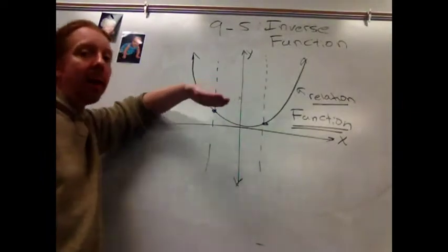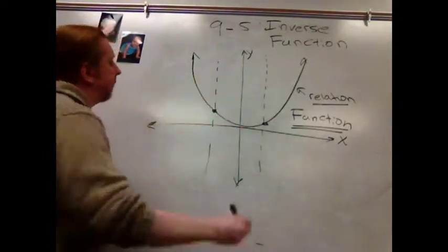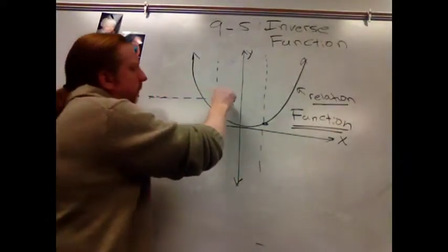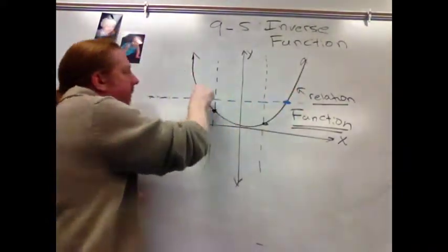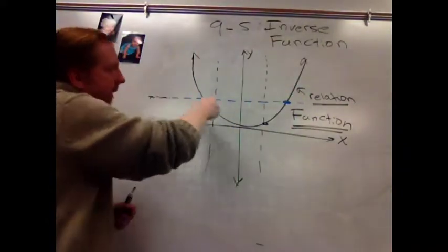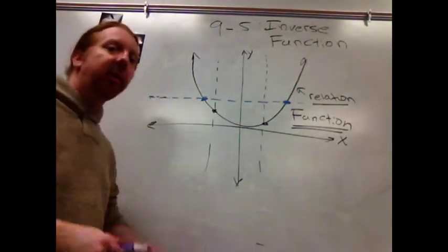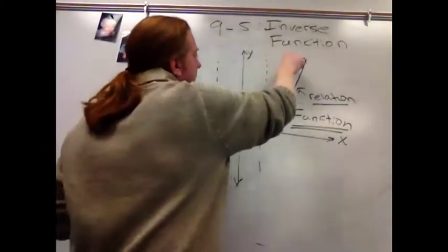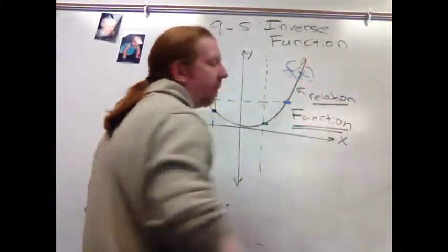Now, I don't worry about horizontal lines yet. Even though I can draw this horizontal line here and get 2 hits, this black relationship is still considered a function because I'm only worried about vertical lines for the given graph.